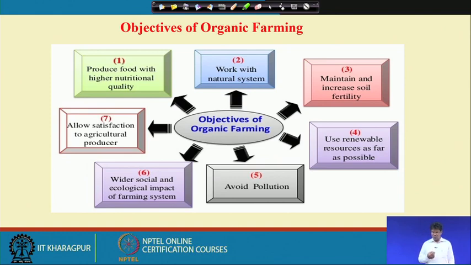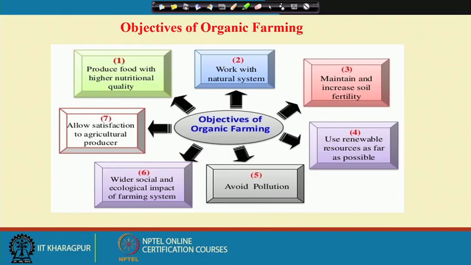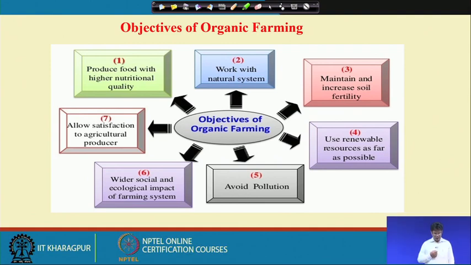Number 4, use renewable resources as far as possible. That is one of the components of organic farming. We use natural or renewable resources for nutrient management in organic farming. So, this avoids all sorts of pollution, either air pollution, soil pollution or water pollution, through organic farming. Number 6, wider social and ecological impact of farming systems through organic farming.